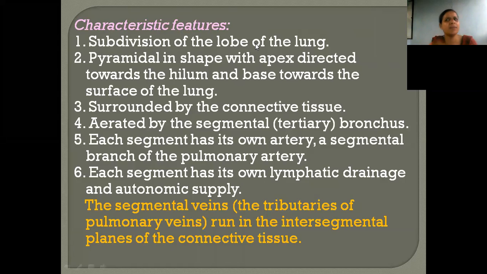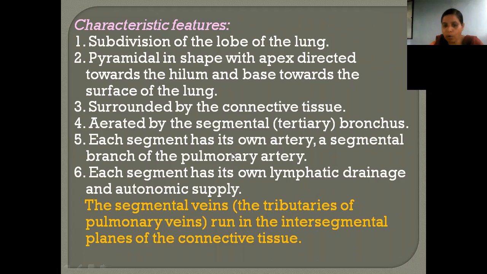That means right lung will have 3 lobes, left lung will have 2 lobes, isn't it? So within those lobes, we have further bronchopulmonary segments. They are pyramidal in shape. Apex is directed towards hilum and base is towards the surface of lung. So it is surrounded by connective tissue. In each bronchopulmonary segment, you will see there is its own artery, isn't it? We saw bronchial artery, we saw pulmonary artery. In between, we saw the pulmonary venule. So obviously each segment will have its own lymphatic drainage also. Then autonomic supply, that means it has sympathetic and parasympathetic nervous innervation also.